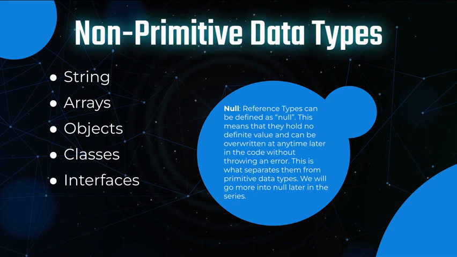So primitive types cannot be assigned null. They have to be assigned a certain value. But reference types can be assigned null, and these can be changed later on in the code without throwing you some kind of error. So it's very useful in that sense. And this is one of the big things that separates reference types from primitive data types. You will see how null affects code and certain errors that can happen later in the series. But for now, this is a good place to stop.